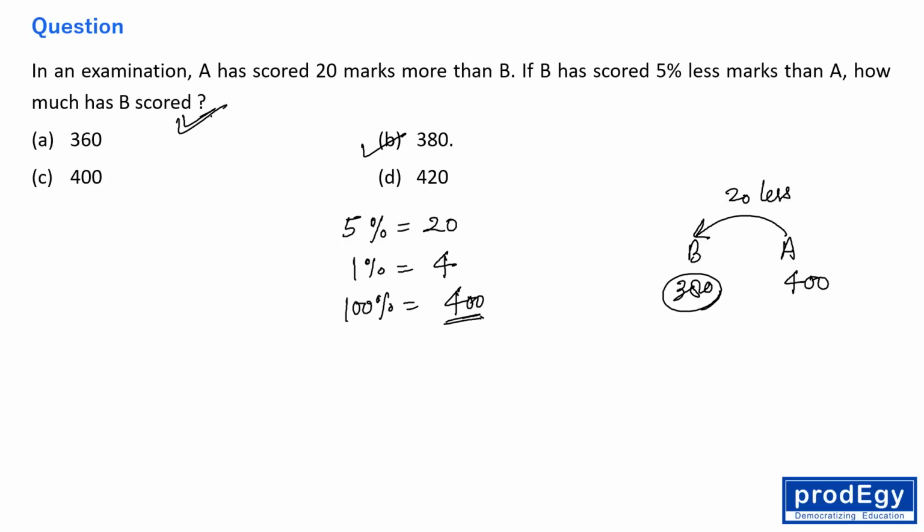The question is how much B scored. So B scored 380. Right. It's a very simple question here. The question belongs to percentage or basic numeracy, right? Okay. It's a very, very simple topic and a very simple question as well. All right, so let's move to another one.